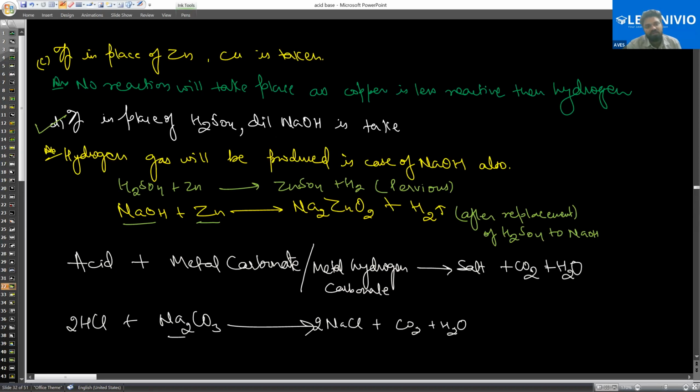And here is one more question: instead of dilute H2SO4, if we take dilute NaOH, then still the hydrogen gas will be produced. So write it down. I will explain it later when we study the properties of bases. Okay. Okay, sir.